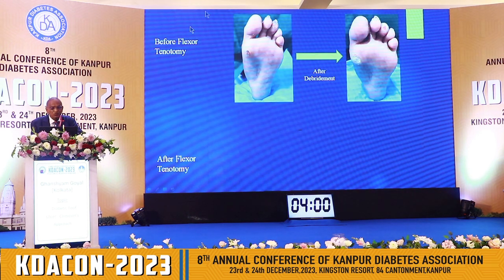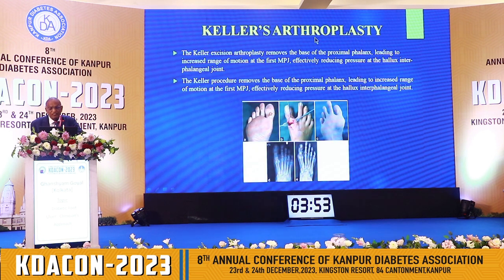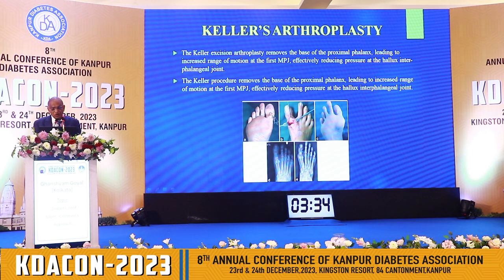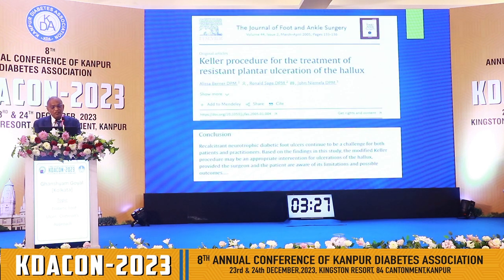So here I'll show you. This is the patient who was there. And then we have debrided, done the flexor tenotomy, and the healing has been done. Keller's arthroplasty has to be done by the surgeon, because 1/3 of the ulcers occur on the great toe. Out of all the foot ulcers, 1/3 occurs at the great toe. In that situation, due to limited joint mobility, what will you do? You remove the proximal phalanx, cut it, and by that movement will increase, and that will help in reducing the ulcers.